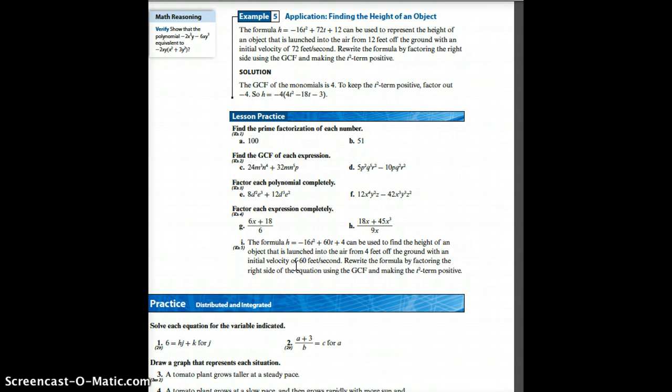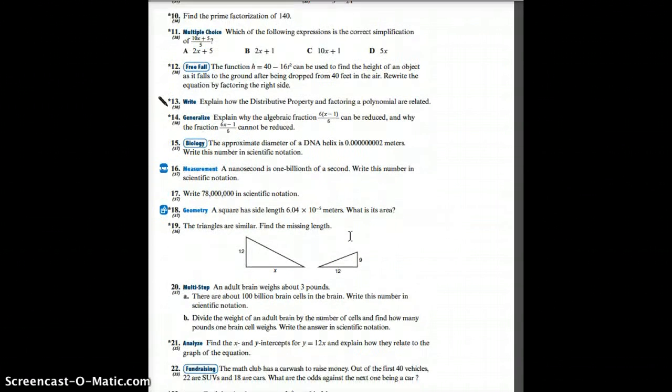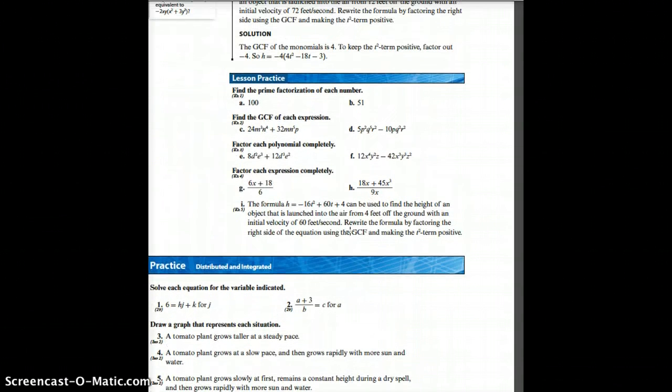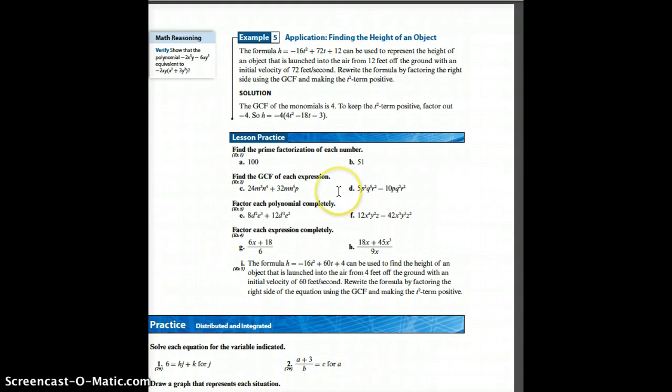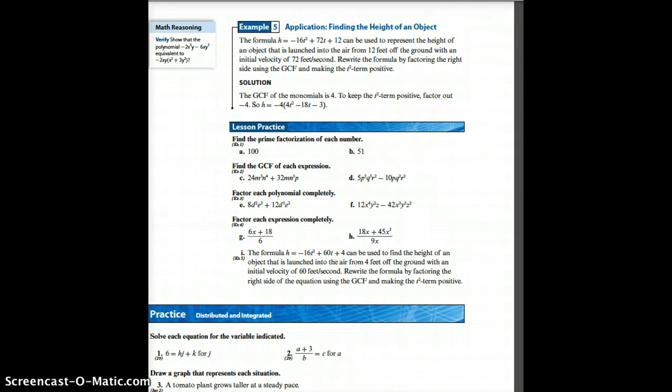You can go back to the examples. They're going to help you. You need to do A through H, and that is right here at the end of lesson 38. I believe it's page 240. Okay. All right. Thank you, and good evening.